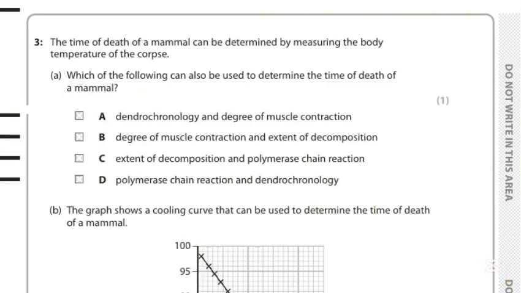We were solving the May June 2025 question paper of Unit 4, and this is question number 3. So let's get started.